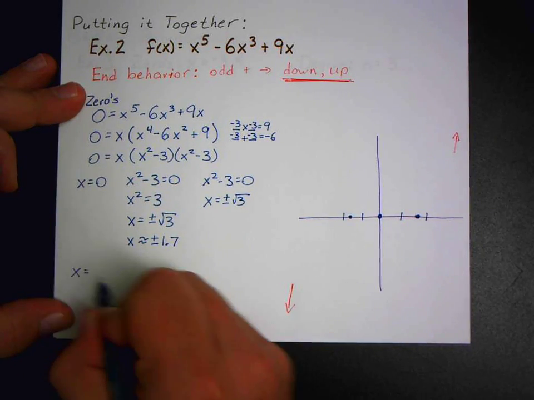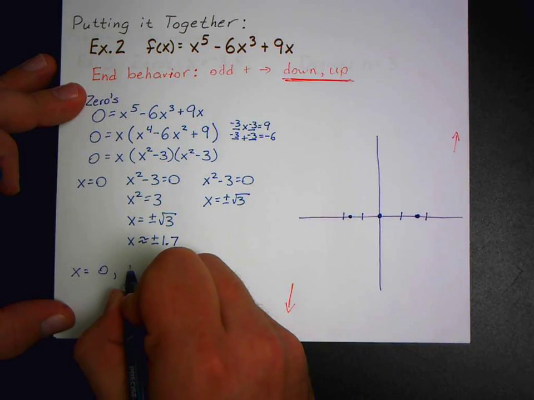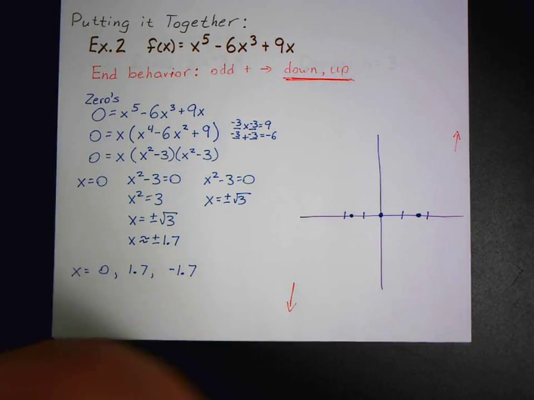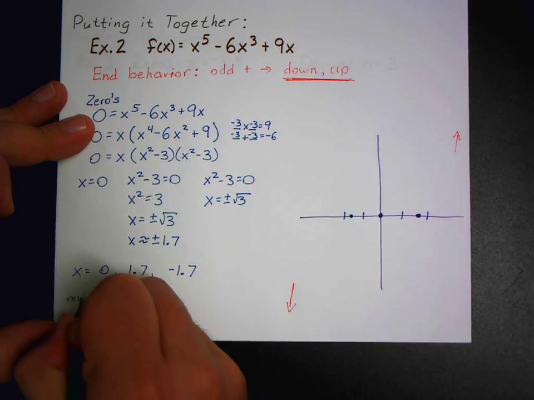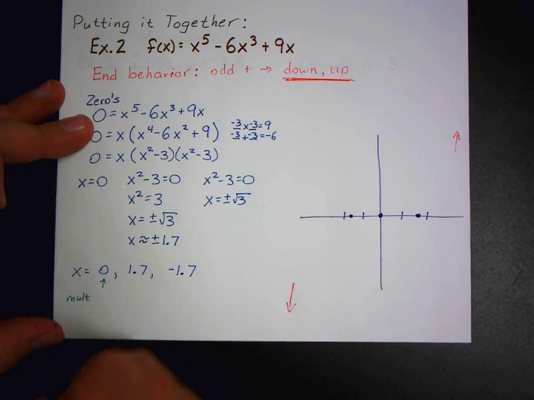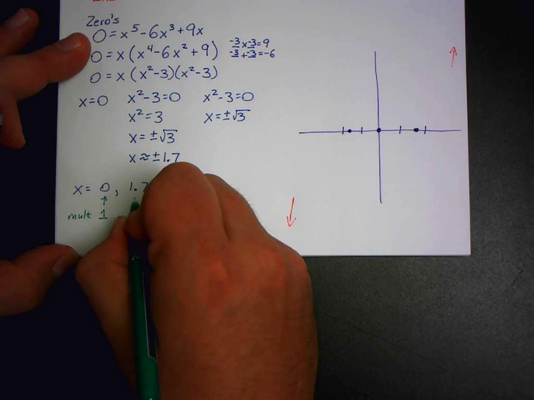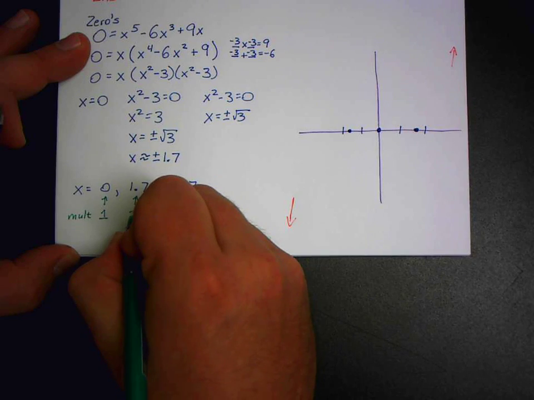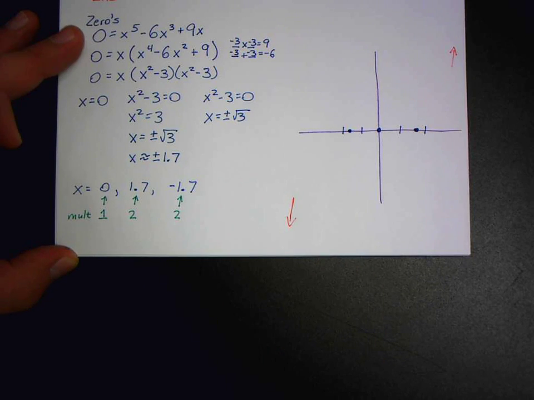Okay, I'm going to write these out down here just to make a point. Multiplicity. What is the multiplicity of the 0? How many times did it occur? Once. How many times does the negative 1.7 or the positive 1.7 occur? Twice. How about the negative 1.7? Twice.